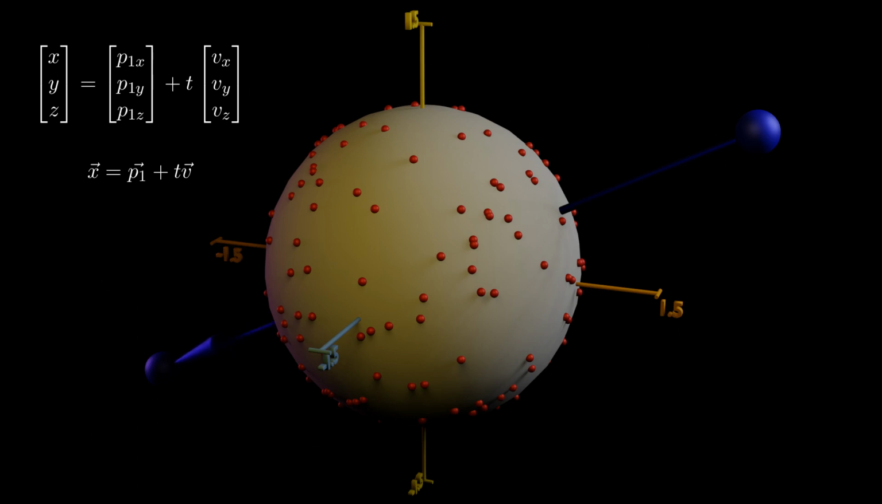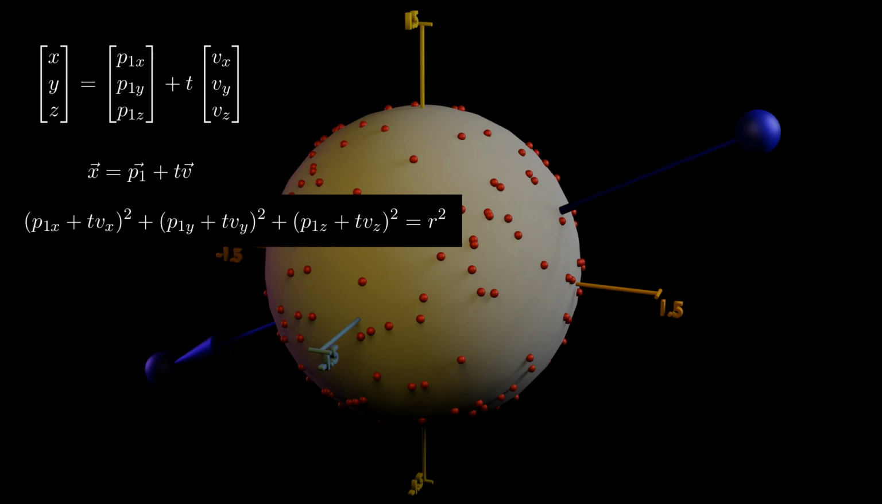If we extend this line out so that it passes through the sphere, like so, we can see that the points where the line passes through the sphere will be the points that lie both on the spherical surface and the line. So we can find the locations of the points of intersection of the line and the sphere by making the two equations equal to each other. This will give us the equation that we have here, where p1x plus tvx squared plus p1y plus tvy squared plus p1z plus tvz squared is equal to r squared. And to find the points, all we have to do is to solve this equation for t.